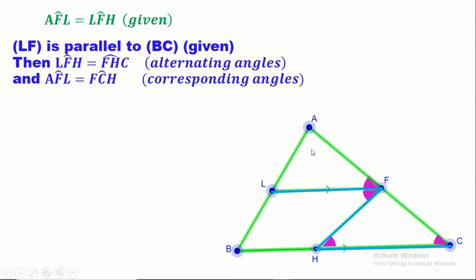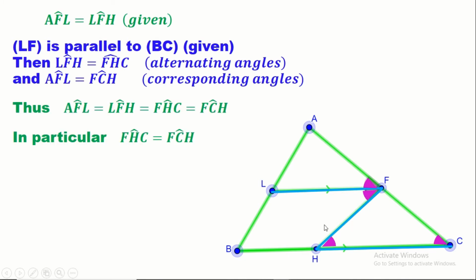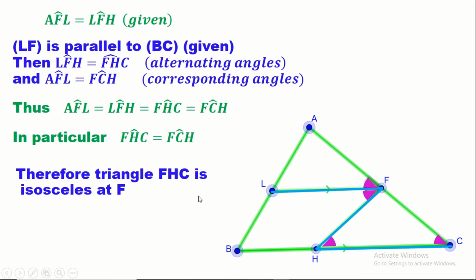But also we have given that FL is the bisector of the angle AFH. So we can say that AFL is equal to LFH. Therefore, these four angles are all equal to each other. In particular, the angles FHC and FCH are equal to each other. Then they will be base angles for an isosceles triangle. Therefore, the triangle FHC is isosceles at F, since it has two base angles that we just proved equal to each other.